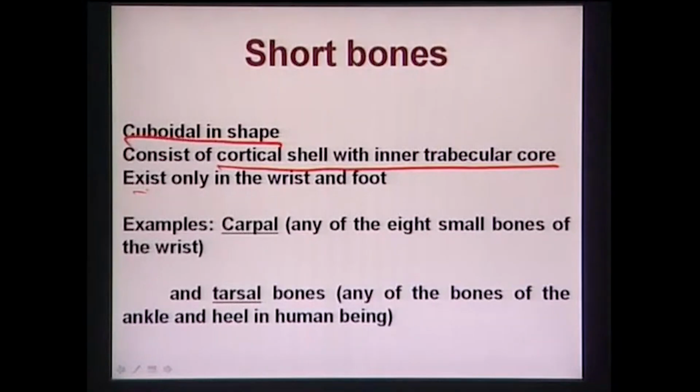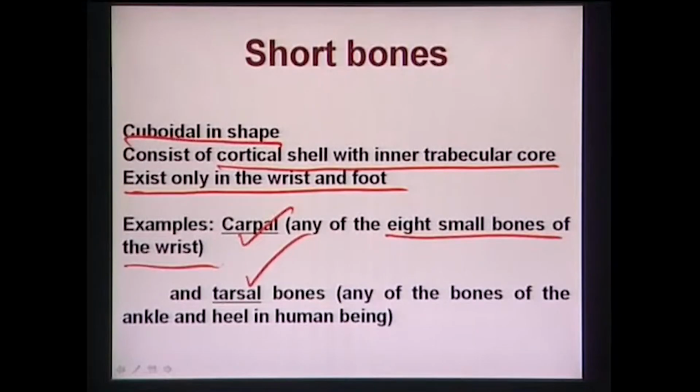So that is the reason why coatings are placed on a soft substrate. Similarly, all the bones have a cortical shell like an outer surface and an inner trabecular core, and short bones exist only in the wrist and foot. Wrist as well as foot, they are called short bones, and examples are the carpal and tarsal bones. So carpal is any of the 8 small bones of the wrist, and tarsal bones are any of the bones of the ankle and the heel in the human being.